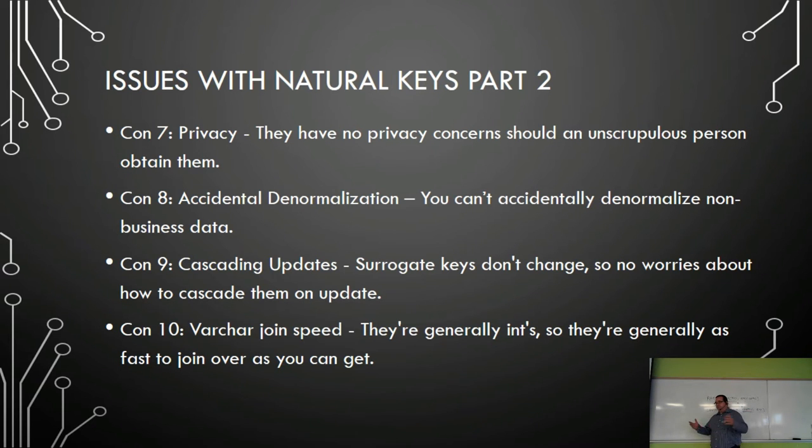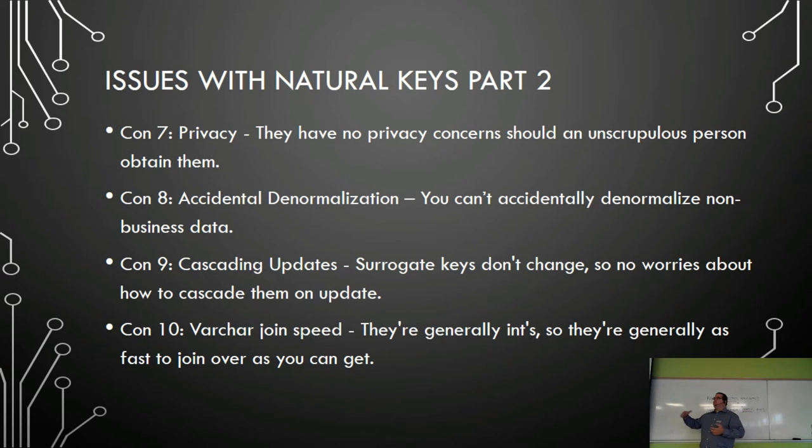In other words, sometimes when you've done normalizing your database, you suddenly realize for performance reasons you need to make things ugly again, just a little bit. You might end up denormalizing your primary key by accident. Cascading updates. Surrogate keys don't change. Once it's assigned, it's assigned.